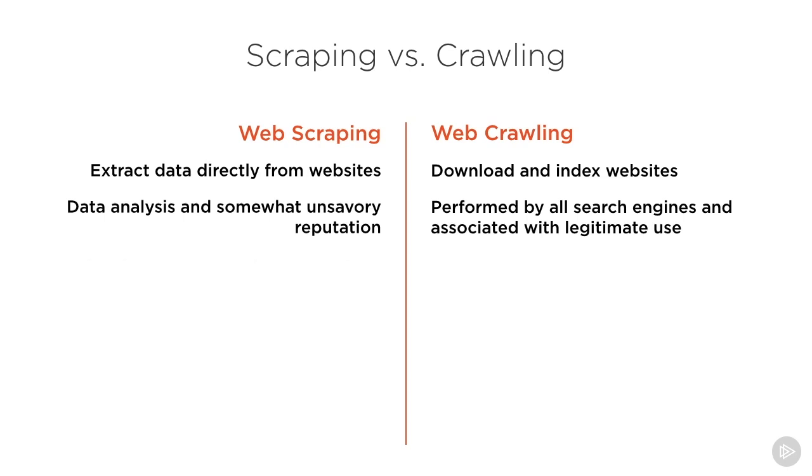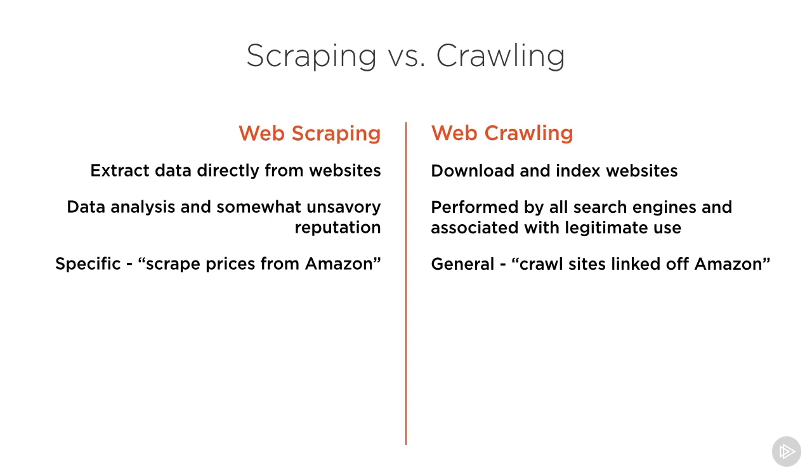Web scraping generally tends to be very local, focused, and specific. Scrape prices from Amazon so I can adjust my prices accordingly. This is what an e-commerce competitor might say. Web crawling is much more general. You want to get a lot of information when you use crawlers. Crawlers might crawl all websites linked off of Amazon in order to get more detailed information about products and sellers.